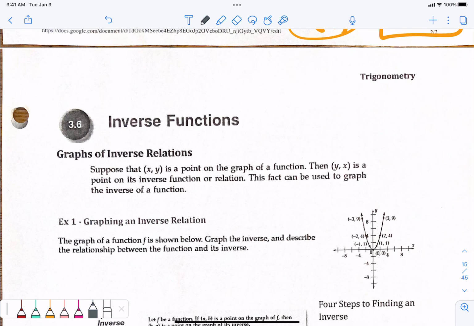Okay, people, this is 3-6. We are going to do up through example 3 today, and then we're going to finish the rest for Monday. Inverse functions. Inverse functions. Here we go. Write this at the top of the paper.